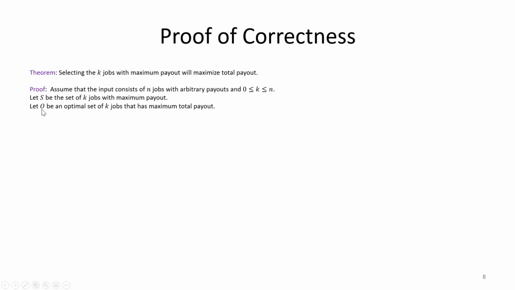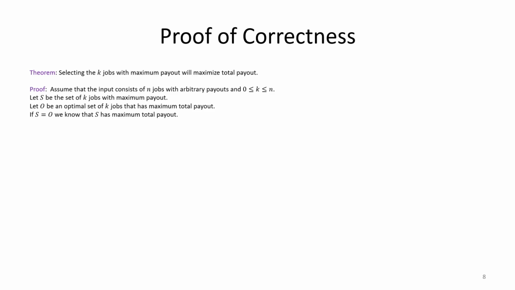Now, it's possible that what we've done here, in fact, if we're successful, what we've done here is given two names to the same thing. S is the k jobs with maximum payout. O are the k jobs that maximize the total payout. But if our proof is correct, those are the same thing. So hopefully these are the same thing. And in fact, that's what our proof is trying to do. We want to show that these are the same thing. If we show they're the same thing, we're done.